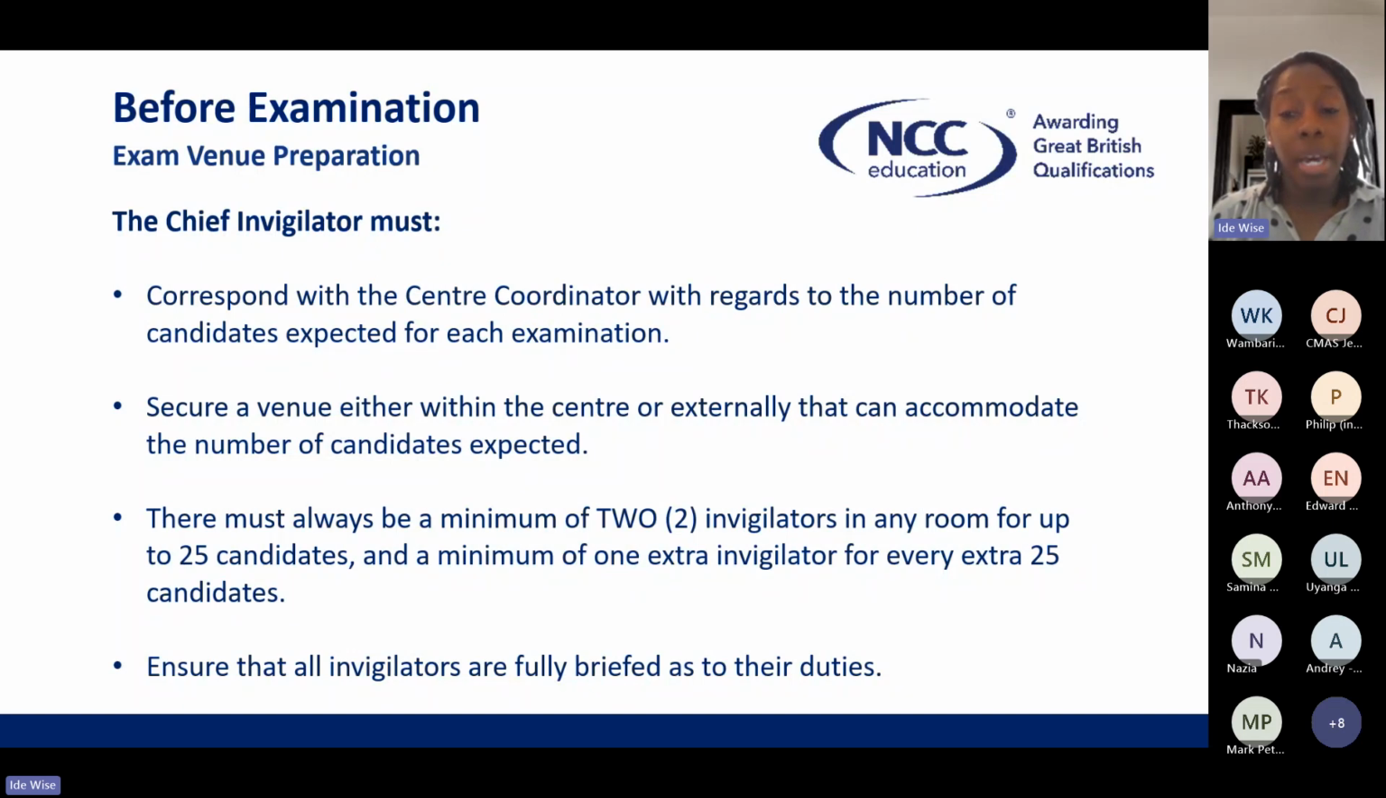So what we mean by that, if I give you an example, let's say I have 53 students who are going to do an exam, I'm going to need a total of 4 invigilators, because I need 2 invigilators for that initial group of 25. I then need an additional 1 for the extra 25, and an additional 1 for the extra 3. So in total, I would have a minimum of 4 invigilators. And the chief invigilator obviously needs to work very closely with those invigilators, make sure they understand what's expected and what their role is on the day.